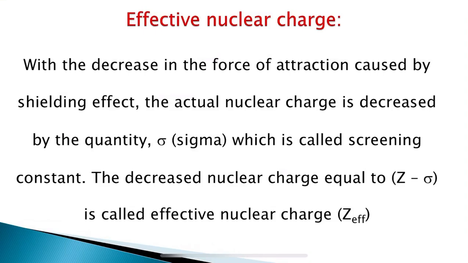Hello my dear students. So in my last class, I was explaining about the applications of periodic properties. There we studied about the electropositive or metallic character of the elements which are present in the periodic table, and also the electronegative or non-metallic character of the elements. So how these electropositive and electronegative characters of the elements are observed in the periodic table is understood.